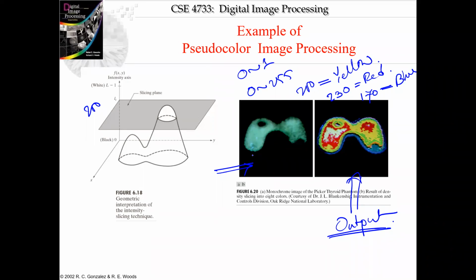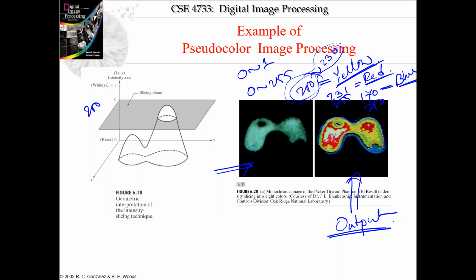Yes, sir. Okay, and how did we assign the colors? We simply assigned suitable colors to a particular intensity or a particular range of intensity. For example, from 200 to 230, I have assigned yellow. From 231 to 255, I have assigned red. And from 200 down to 170, I have assigned blue. That means I can also assign a particular range of intensities to a particular color value. Understood?